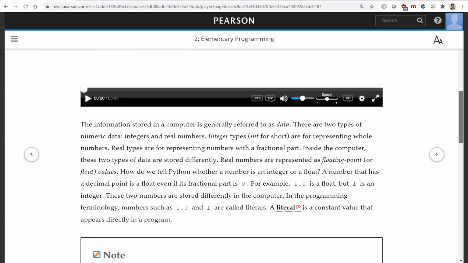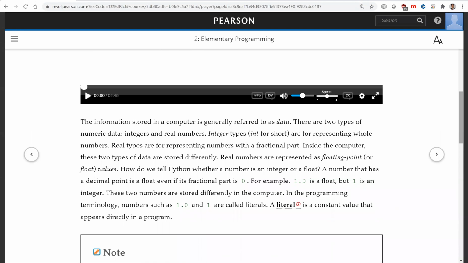The information stored in a computer is generally referred to as data. There are two types of numeric data, integers and real numbers. Integer types are for representing whole numbers. Real types are for representing numbers with a fractional part. Inside the computer, these two types of data are stored differently. Real numbers are represented as floating point numbers. So that's why we have this function float.